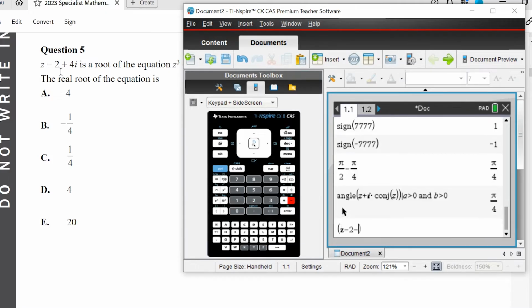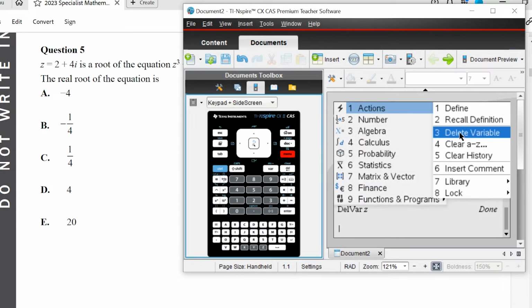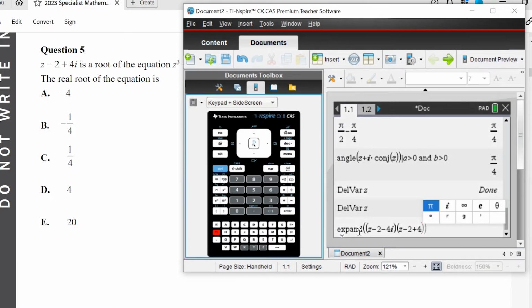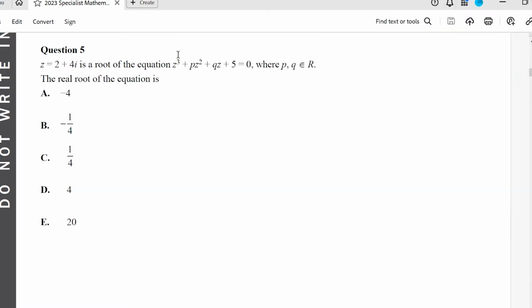z minus 2 minus, okay, in this case, I don't want that definition of z. So get rid of that using DelVar or menu actions, delete variable. And what I want to do is probably in expanded form, give the polynomial z minus 2 minus 4i, z minus 2 plus 4i being the conjugate. And then my real factor is just going to be like z minus b or something. Okay, I know it's a 1z because I've got a 1z cubed as my leading term there.